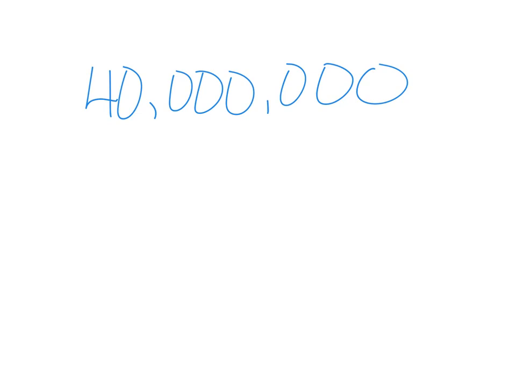A whale eats 40 million krill a day. So let's convert that into scientific notation. Now, our first step is to write our decimal point. Our decimal point goes behind all of our zeros.